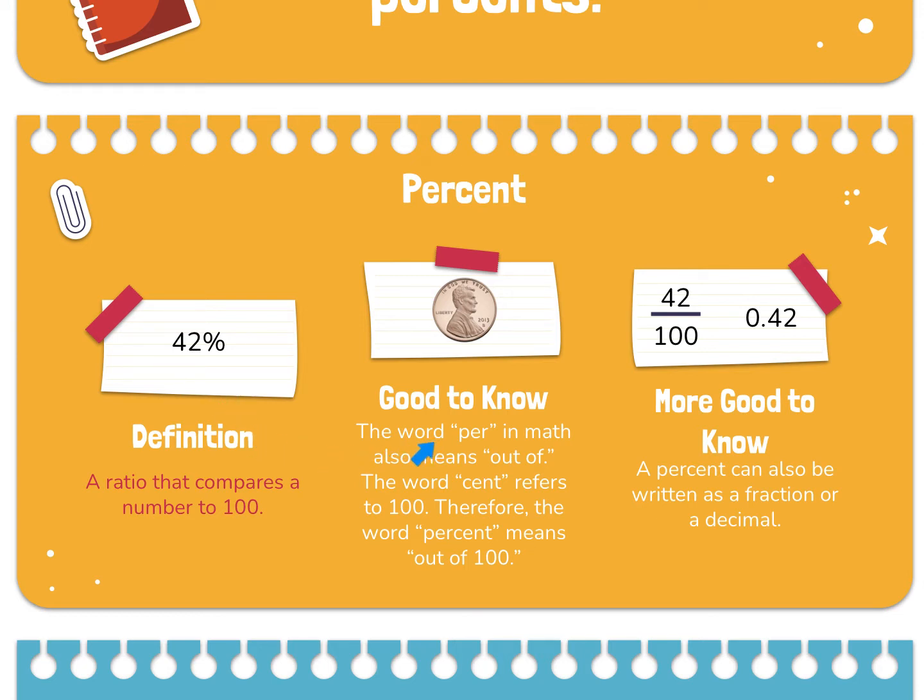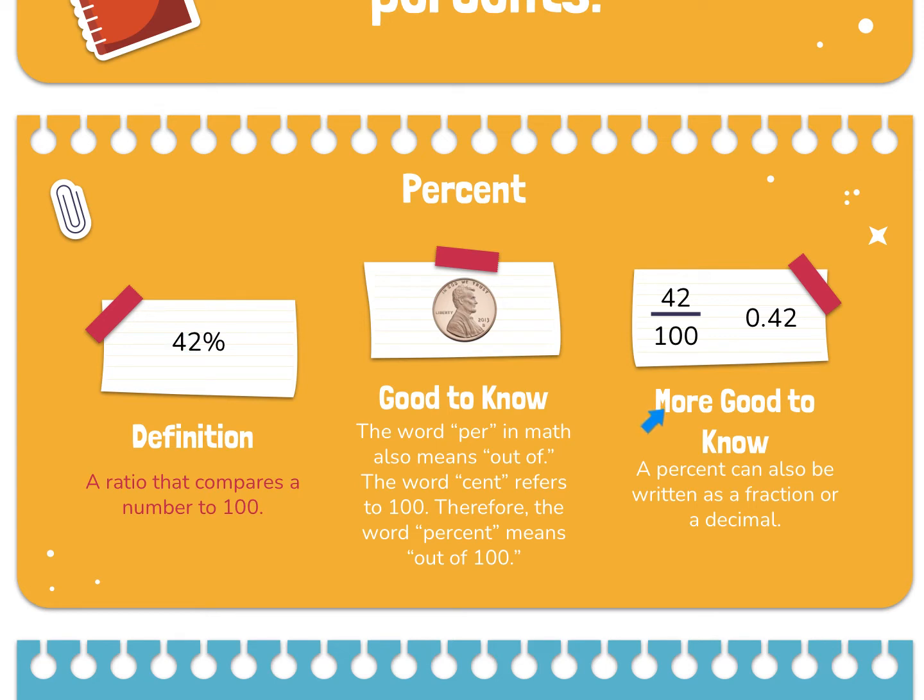Here's the thing that is really good to know. The word per in math also means out of. The word cent refers to 100. Therefore, the word percent means out of 100. So 42% really means 42 out of 100.